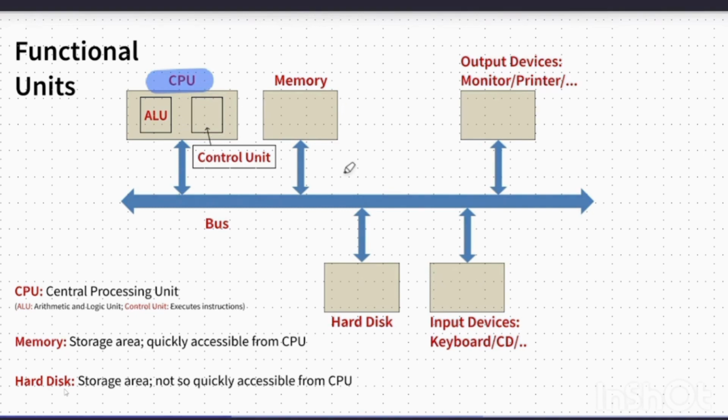RAM functions as the computer's quick access, temporary memory, losing data when powered off, while a hard disk is quite different from RAM. It serves as non-volatile long-term storage with slower access speeds but larger capacity. Memory acts as a fast access storage location holding data and instructions for quick retrieval by the CPU.